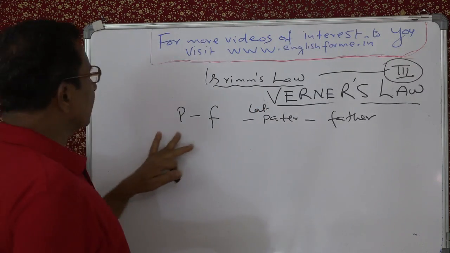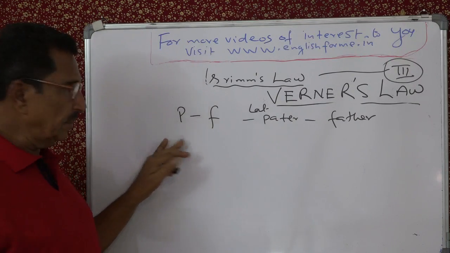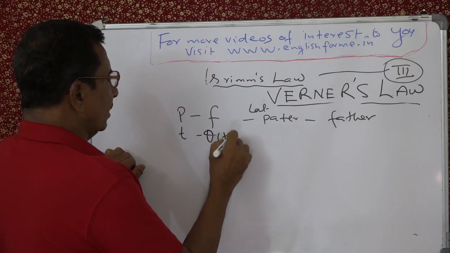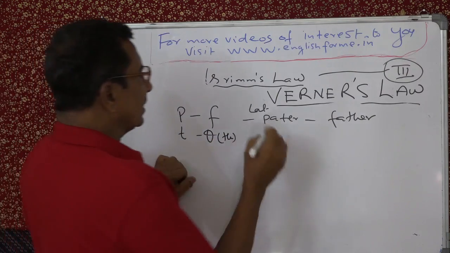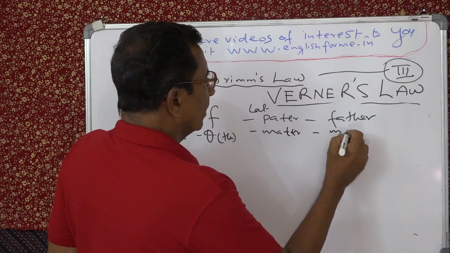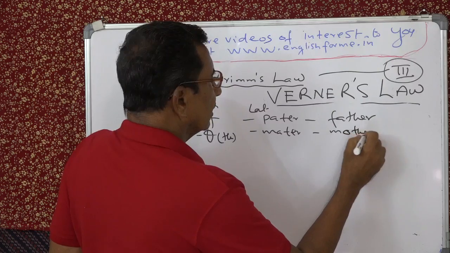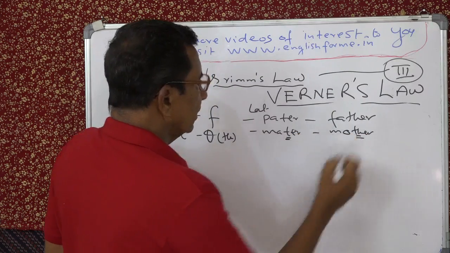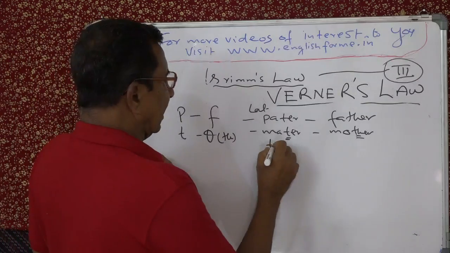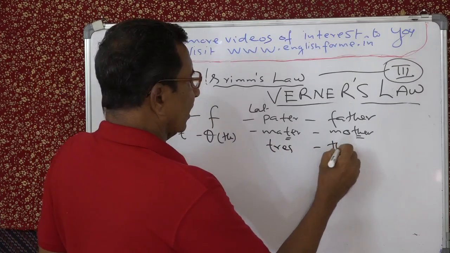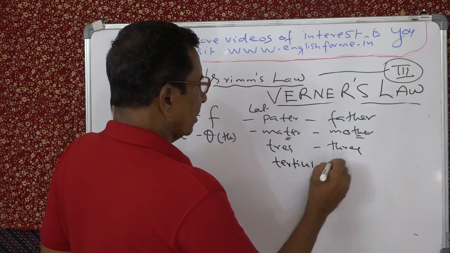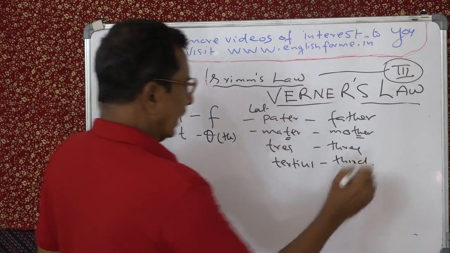And then you have got t becomes th, t becomes th, or spelling th. You have got mater, and mother. See that? Or tres, Latin. These are Latin words. Tres, 3. Tertius, third. So these are examples for that.